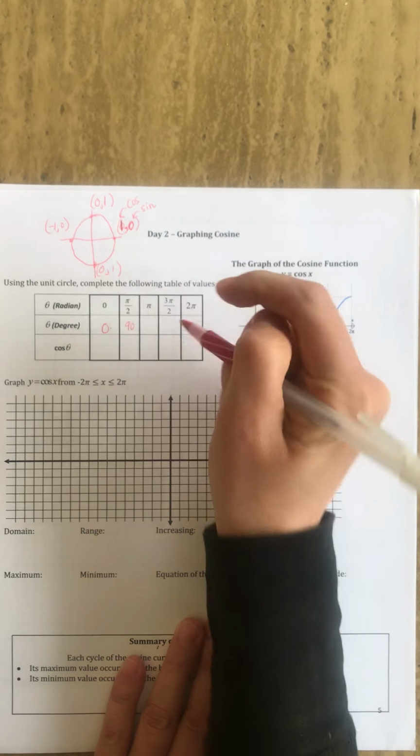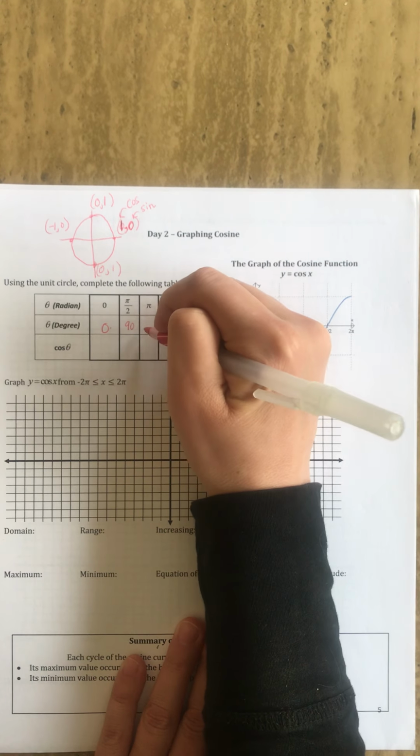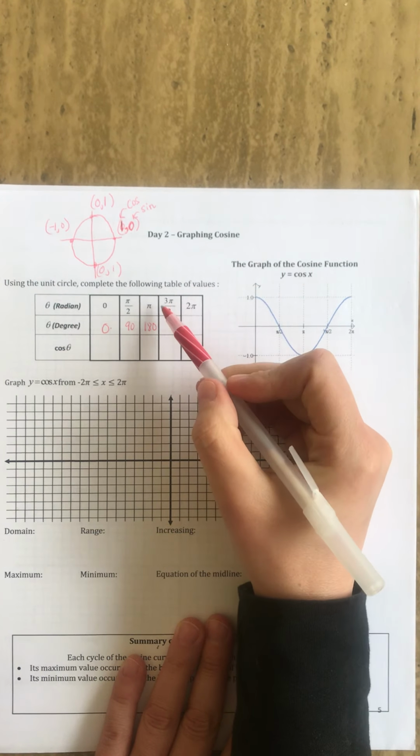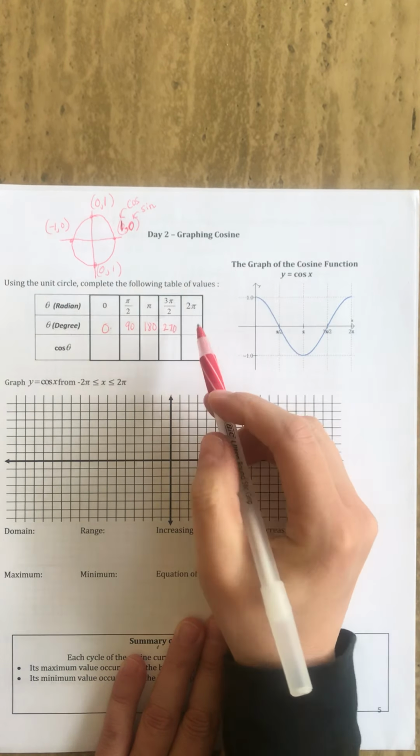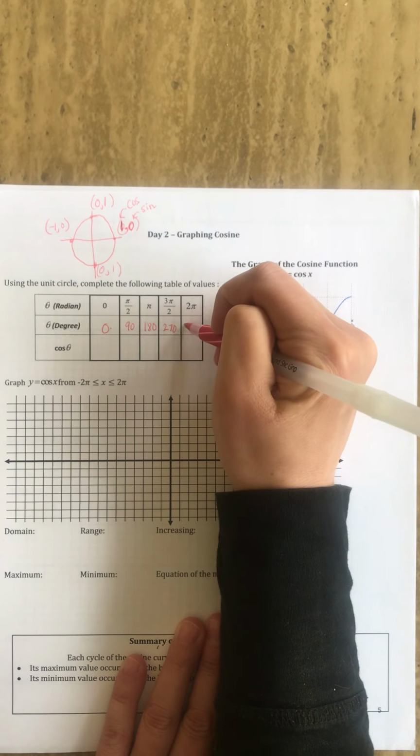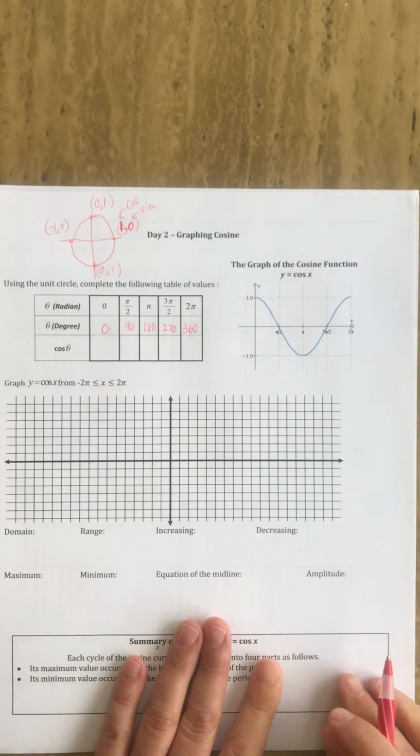So we know that that's 90. Pi radian is equal to 180 degrees. 3 pi over 2 radian, that's 270. And 2 pi radian is equal to 360 degrees.